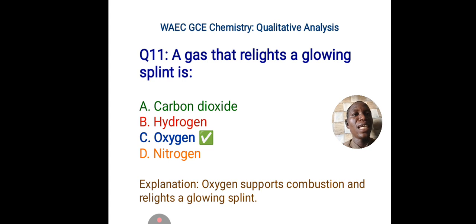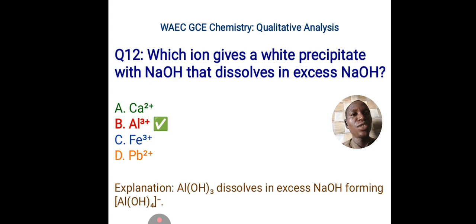Question 11 says, a gas that relights a glowing splint is... Of course, oxygen. Oxygen is known to support combustion. So even when you are blowing your fire, what are you trying to add? Oxygen. So oxygen supports combustion. So it's the one that relights a glowing splint. That's the qualitative test for oxygen.